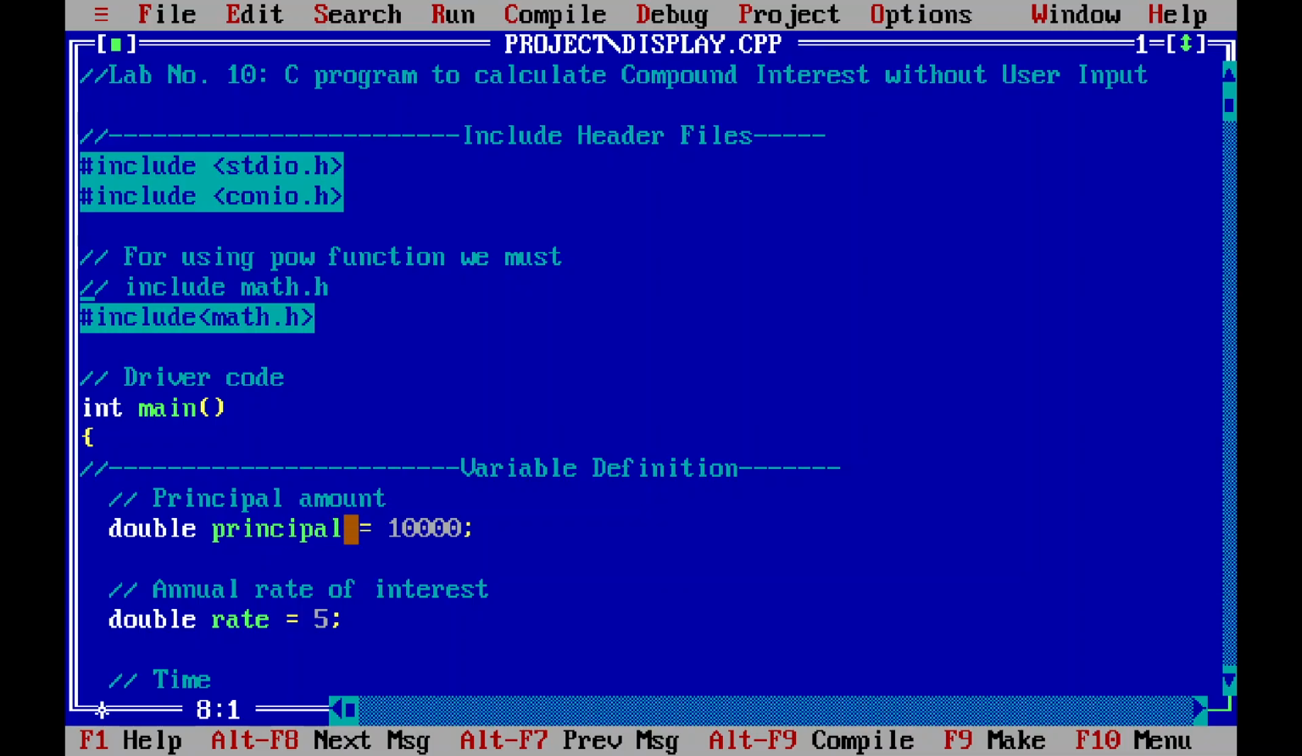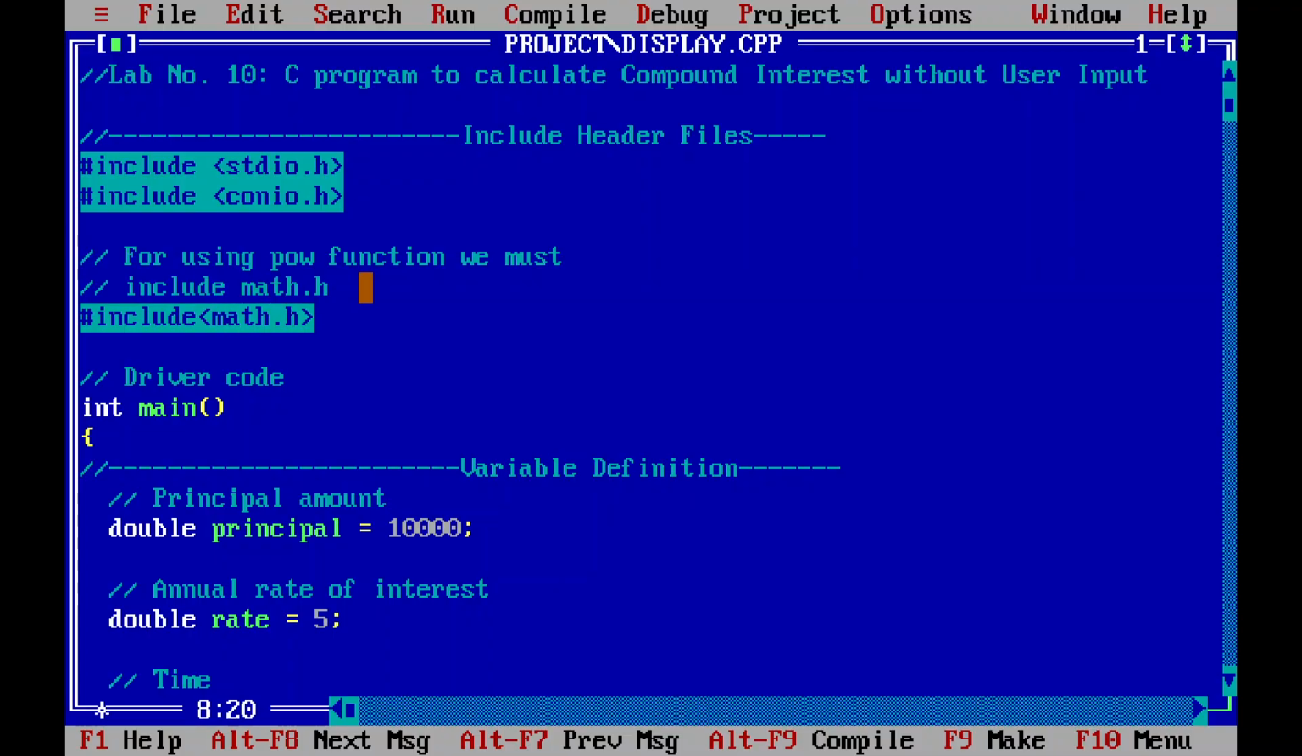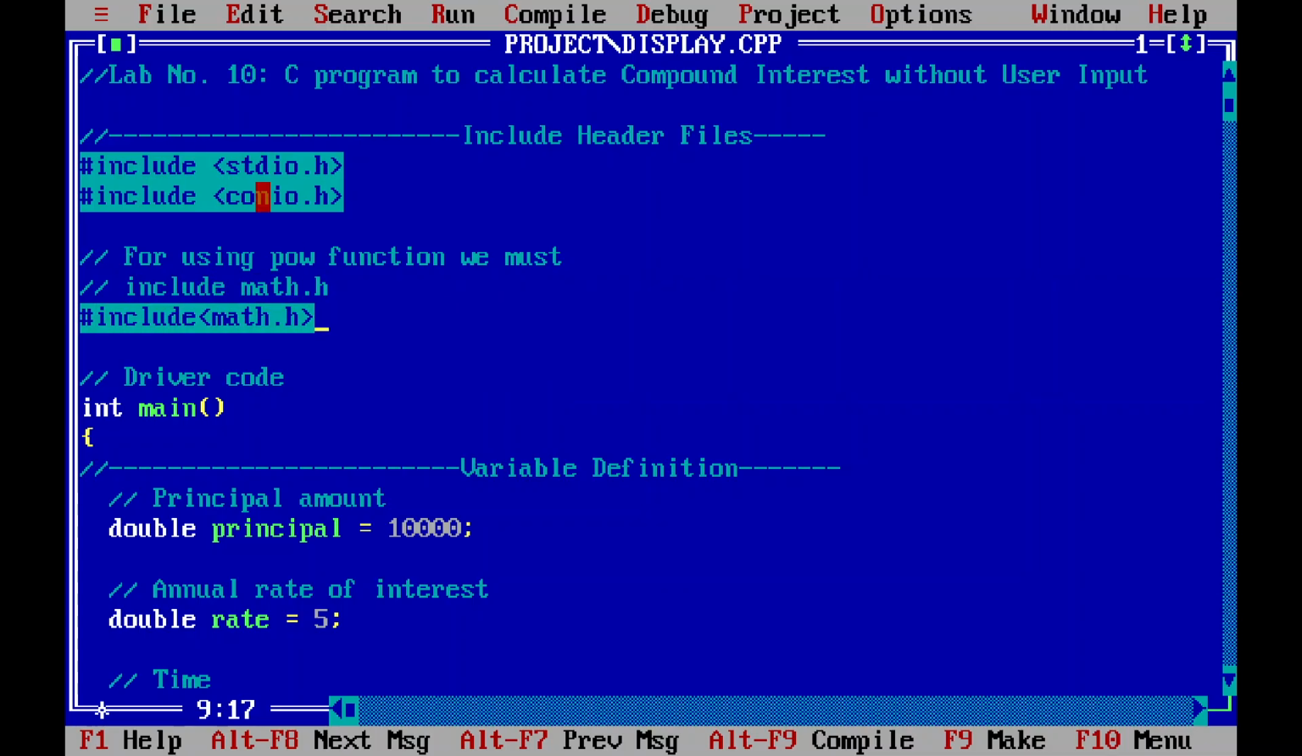So hopefully you got it, and the main concept here is how the power function we have to use it, even with include math.h. I have just ensured that this time we add the header file math.h. Why does it need so? Because a power function is already well defined in the system under the math.h, the maths header file, which is having a chunk of functions.